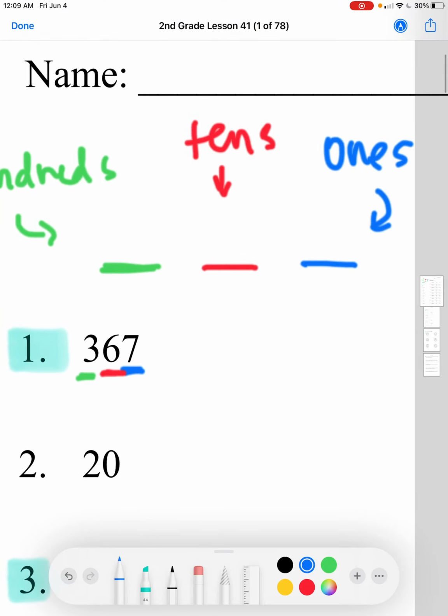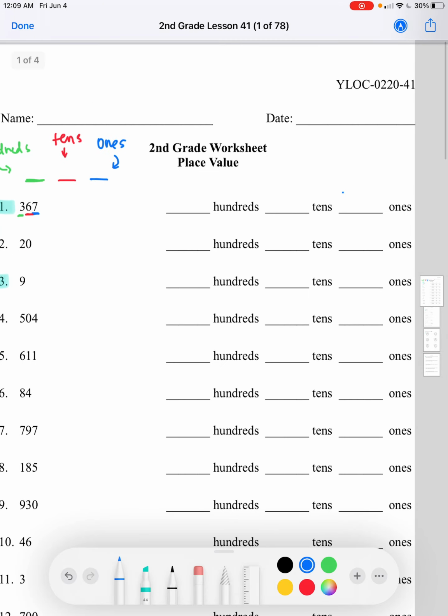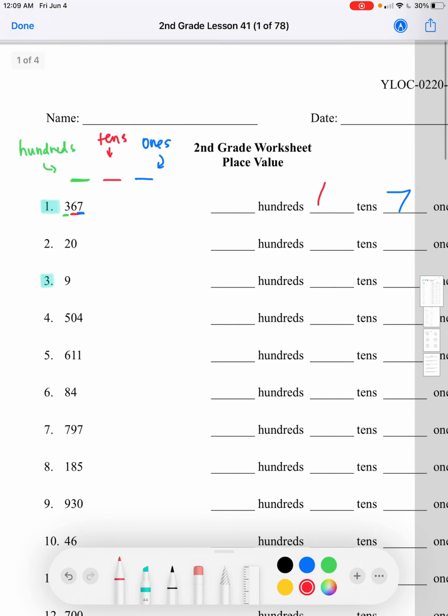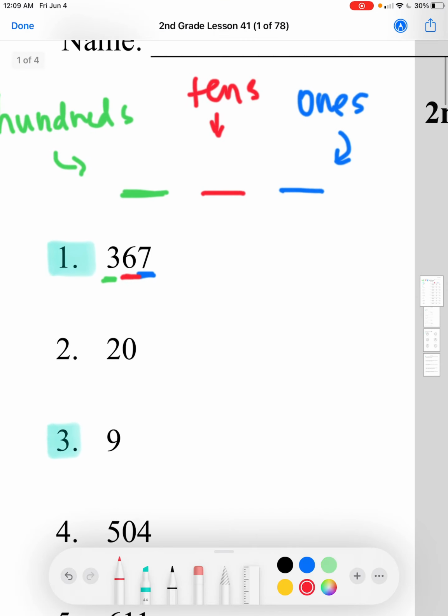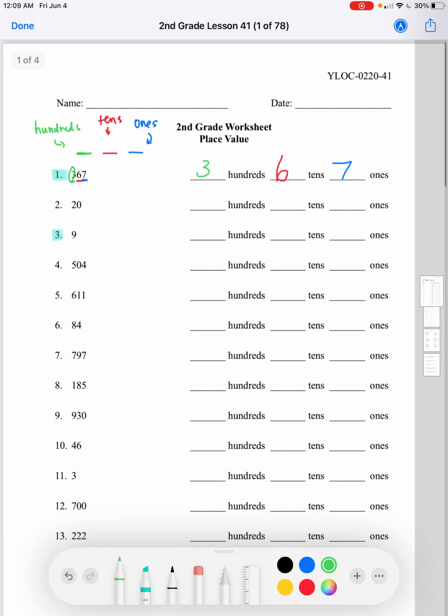And the color coding matches here, so we have 7 ones. I can write that here, 7 ones, 6 tens, and then a 3 in the hundreds place right here. So that means we have 3 hundreds. That makes the number 367.